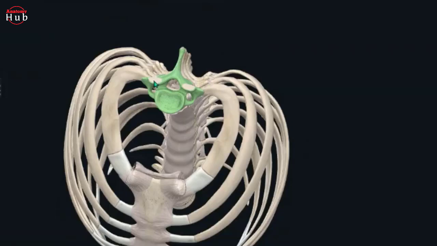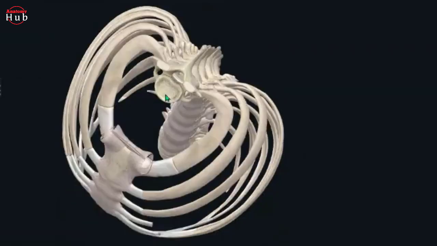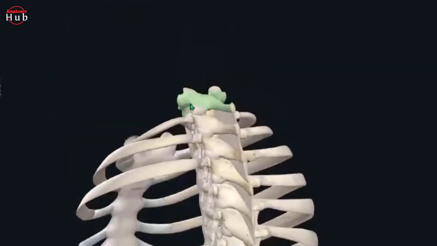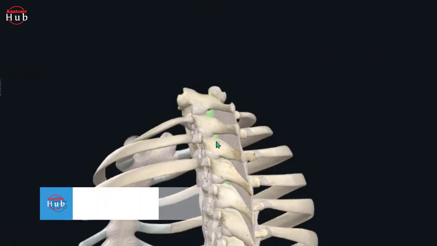And this is your superior articular process. Superior articular process, right? So what you'll find in between the laminae? See this green one, right? Green one visible, everyone? That is the ligament from the lamina to another lamina. So this is your ligamentum flava.